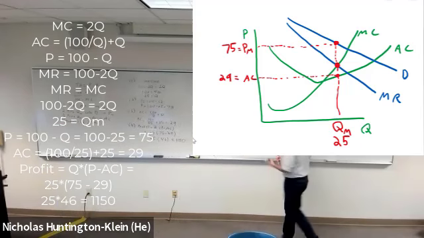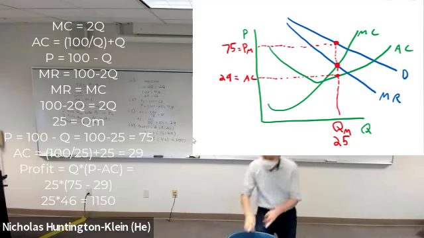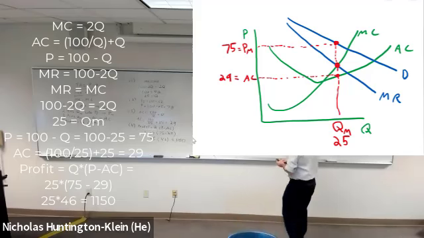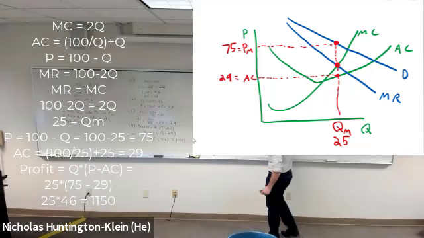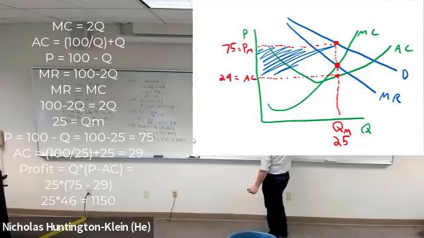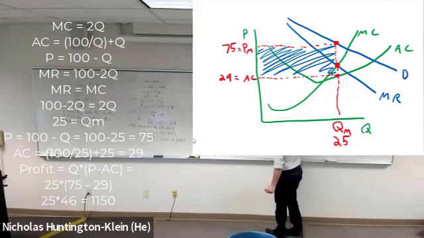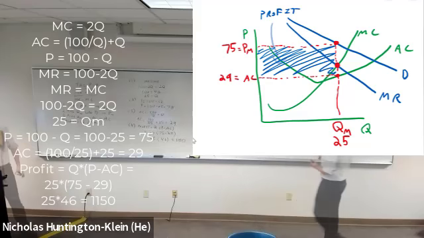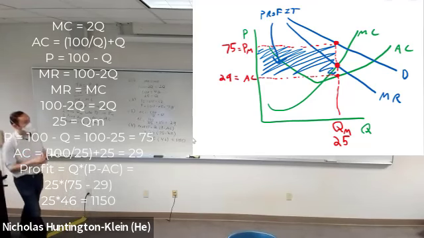On our graph, we're drawing out the same box. We go from 0, quantity of 25. We go from our price down to average cost, from 75 to 29. That's our profit. You can fill in the entire box. And that is our profit. Any questions about this so far?